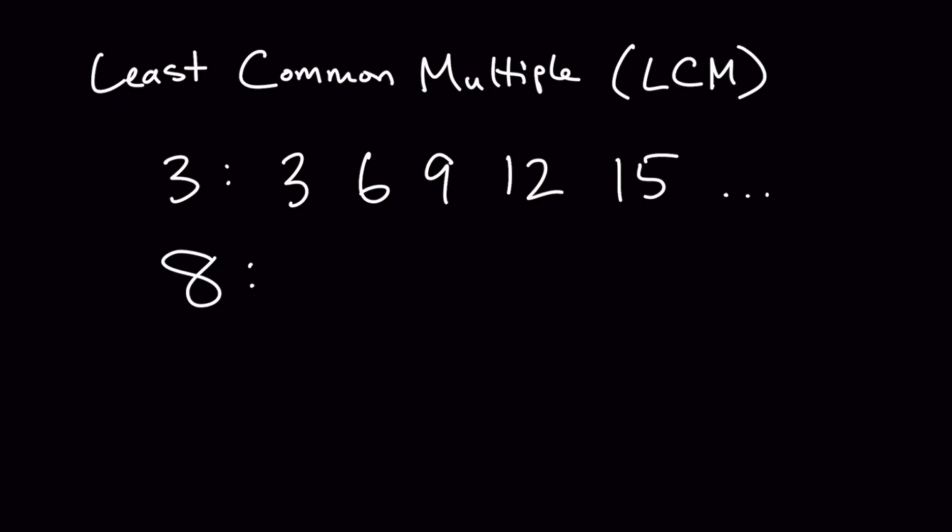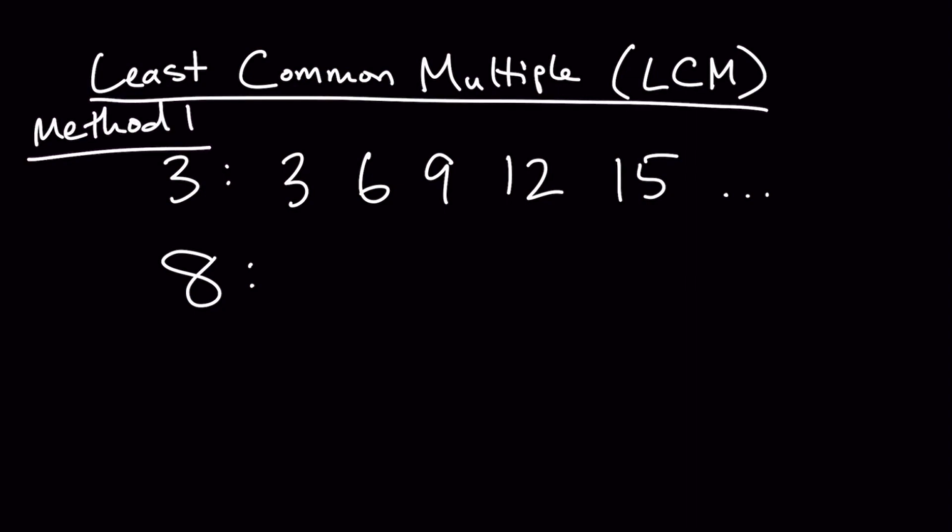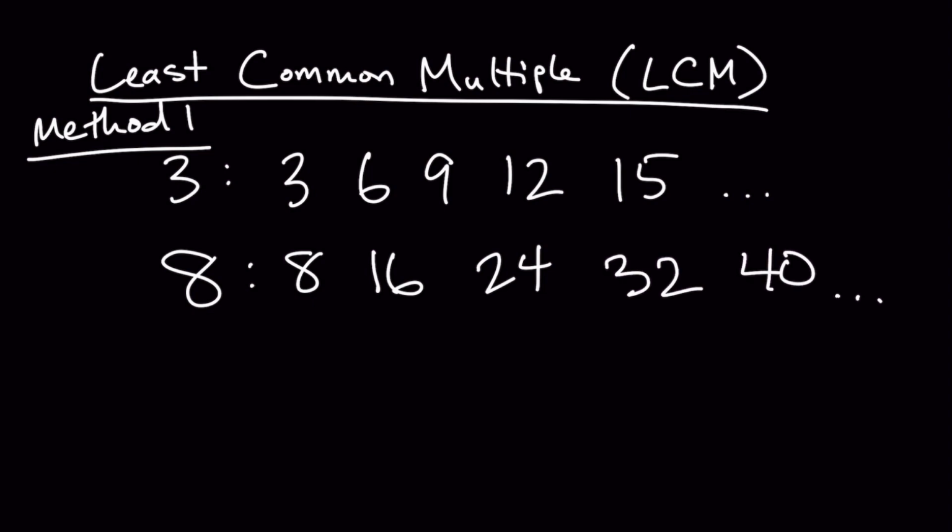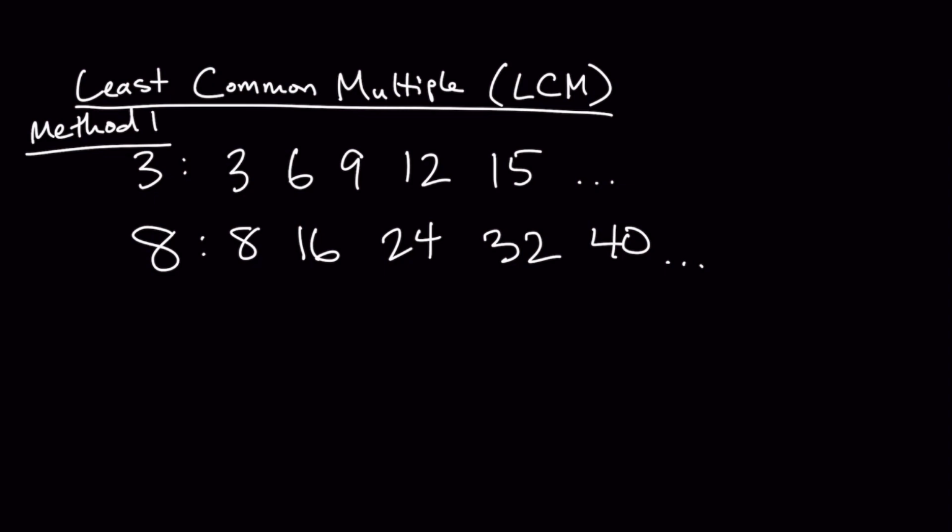If we wanted to find the least common multiple of 3 and 8, the first method we could use is to list out the multiples for each number. So we already have some multiples of 3, and the multiples of 8 would be 8, 16, 24, 32, 40, etc. Now we haven't found any common multiples yet, so let's continue our lists.